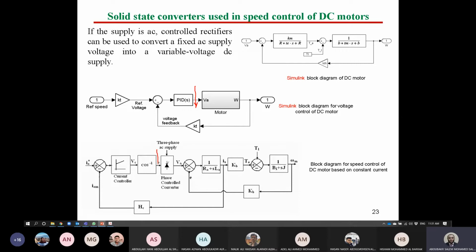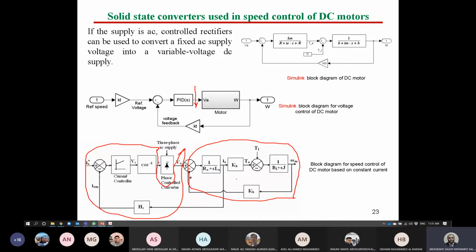So all of these parts can be considered as the controller, guys. Not this, sorry. All of these parts can be considered as the digital controller now. And this is now considered the motor. So this is our motor. This is the controller, and this is the power electronic converter.